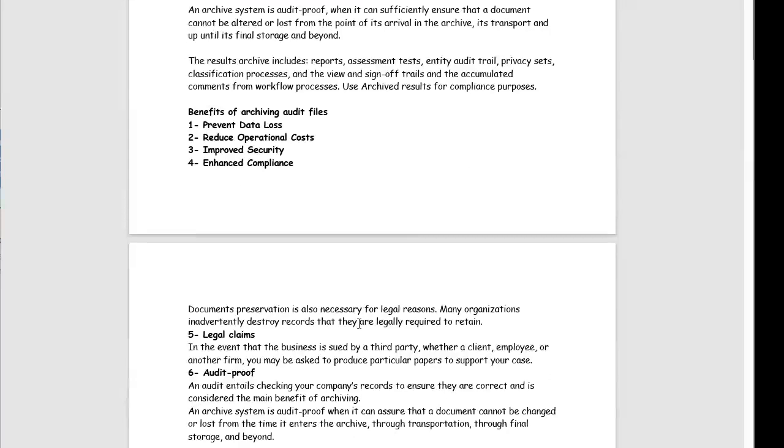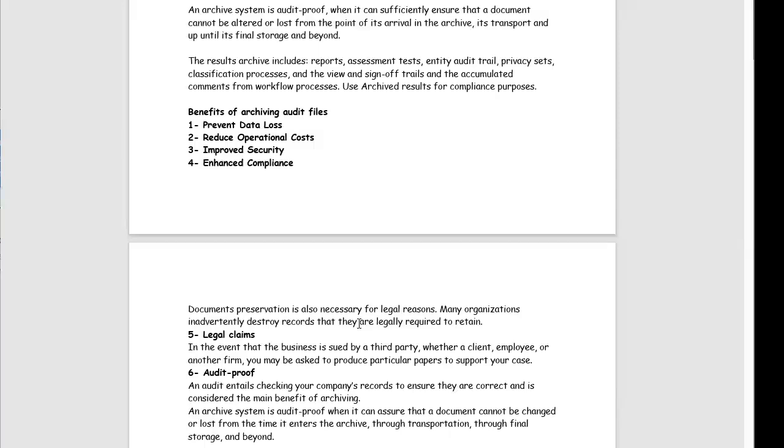Then you have the benefits of archiving audit files. One, prevents data loss. Number two, reduces operation cost. Three, improves security. Number four, enhances compliance.